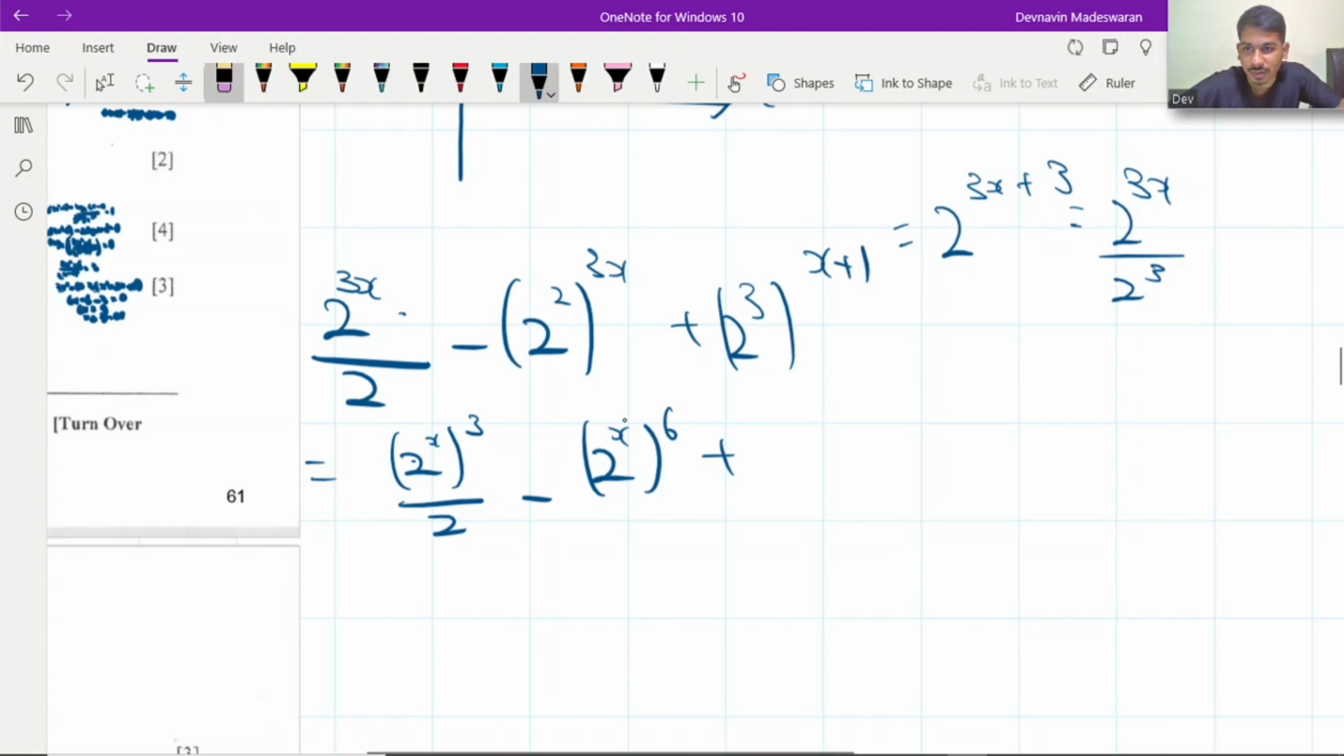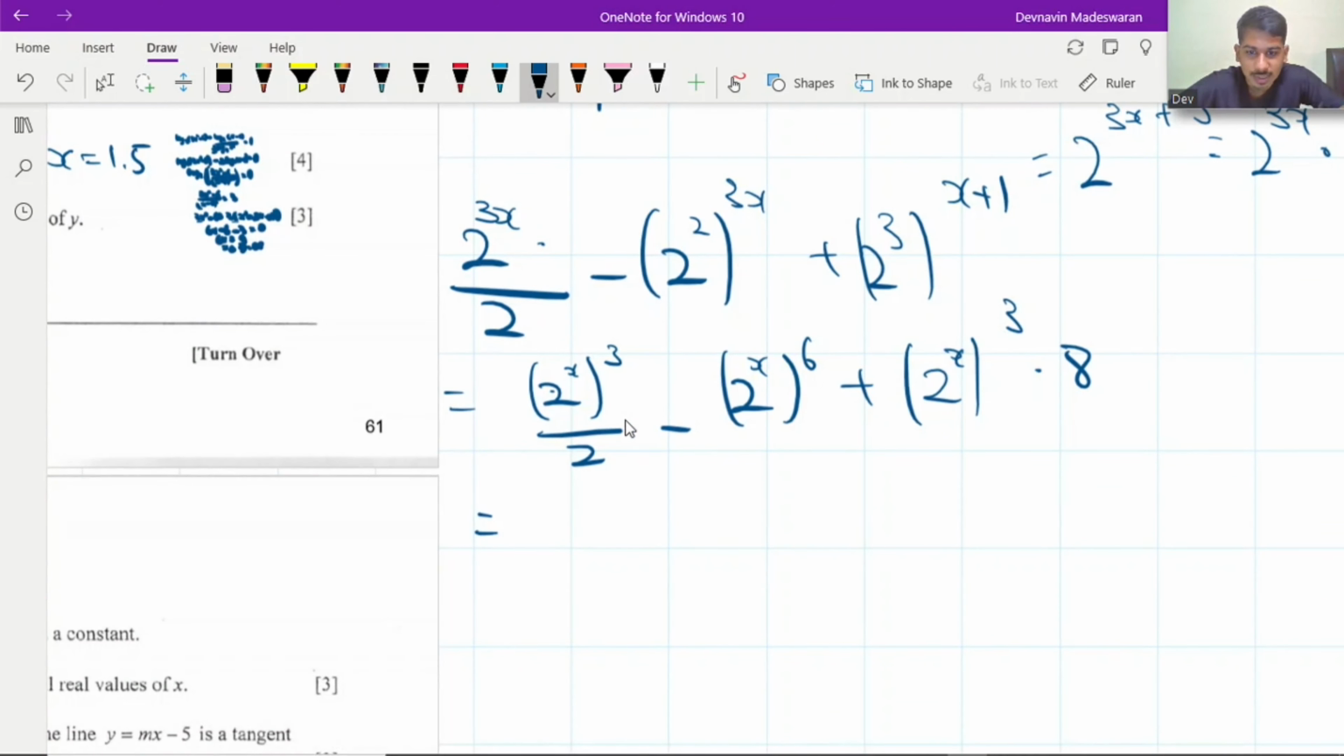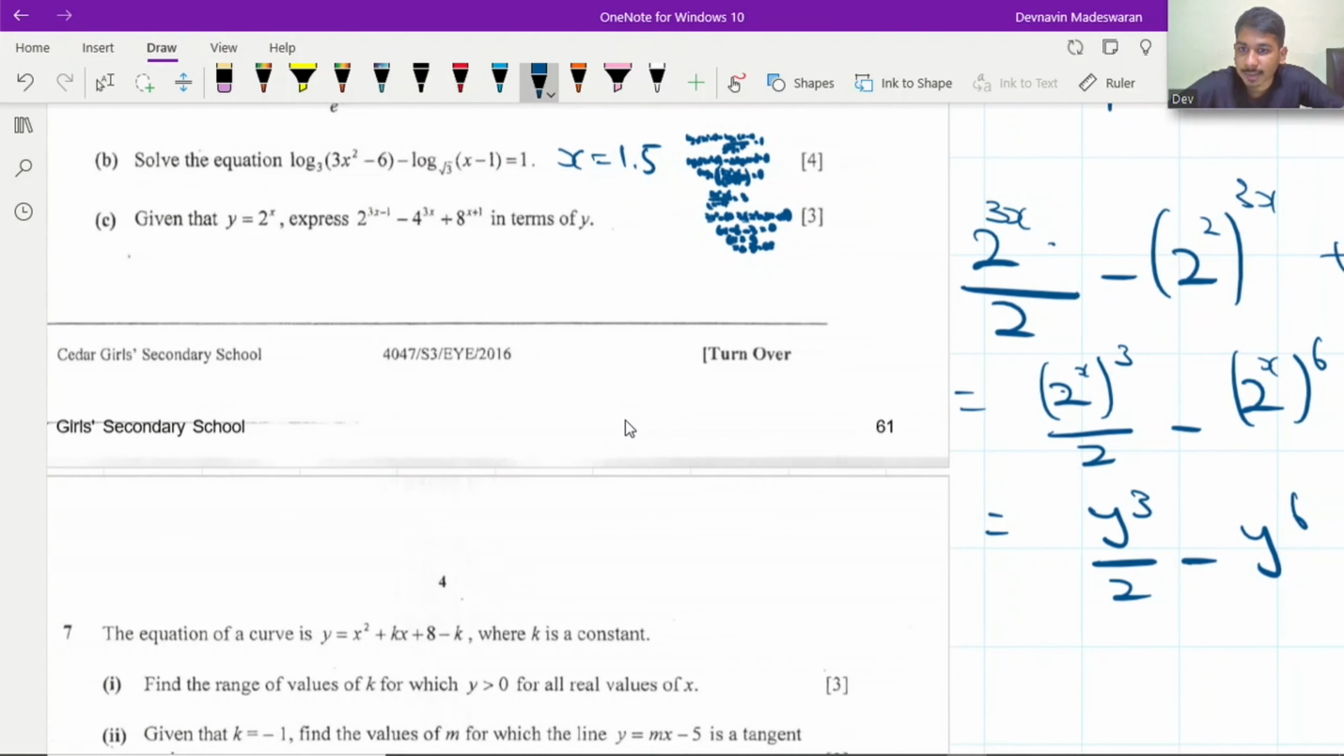Plus is going to be times 3 times 2 to the power of 3. So this is the same thing as 2 to the power of x cubed times 8. Okay, so now just substitute y for everything else. y to the power of 6 plus y cubed, 8y cubed.